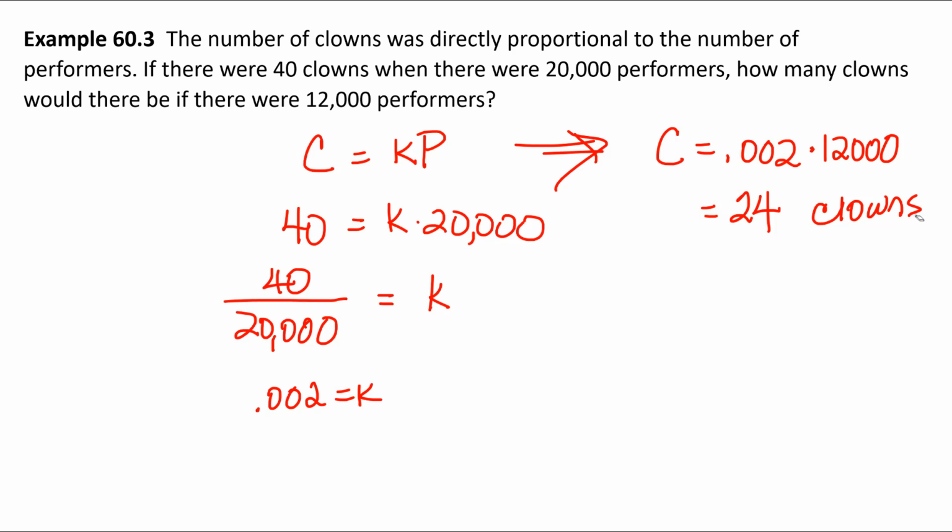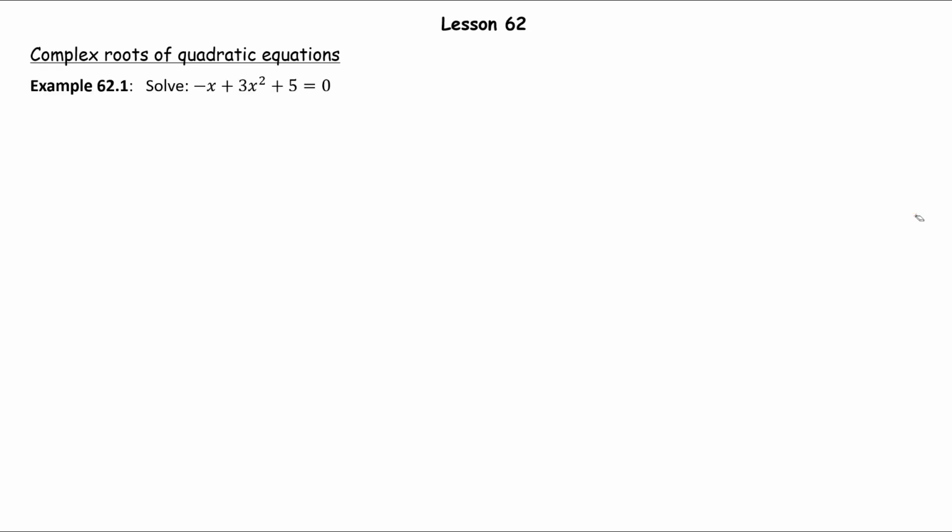All right, so that is direct and inverse proportionality. And now we're going to look at complex roots of quadratic equations in lesson 62. This is just completing the square. There's no difference in what you do for these problems, but the answers you get are slightly different because you're going to end up needing to use Euler's notation to write your answer, and you will see why in just a second.